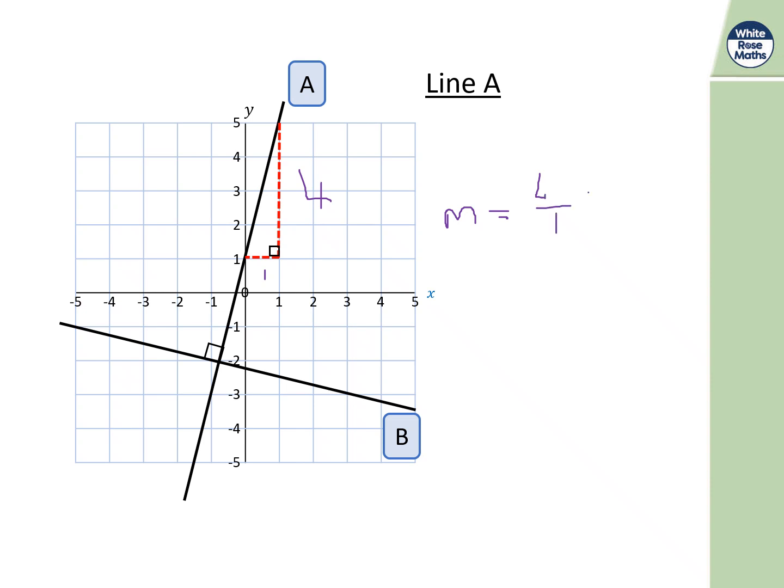Okay, so the gradient of this one is equal to 4. Now, there is a special property about lines that meet at right angles, and that will become clear in just a second. Essentially, line B will have the negative reciprocal gradient. So line B will have the gradient -1/4, because the product of the gradients of those lines has to equal -1.